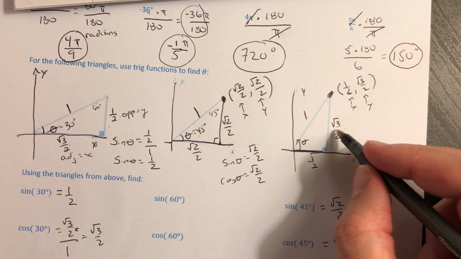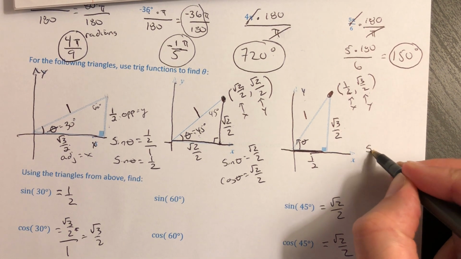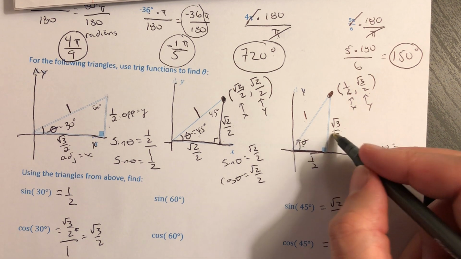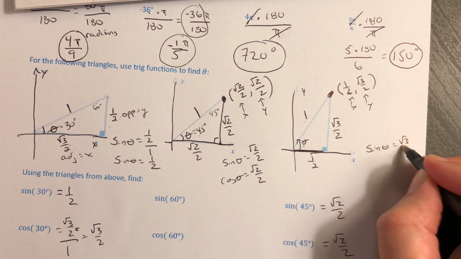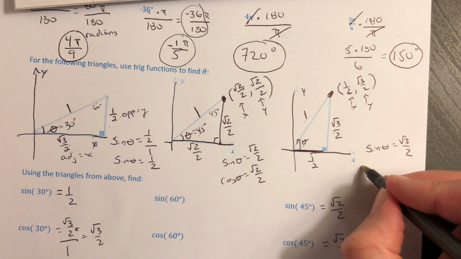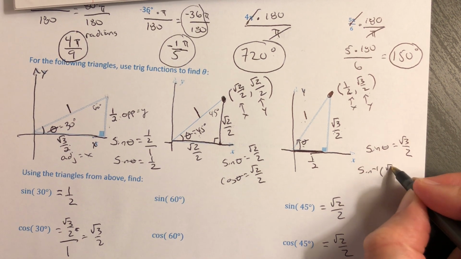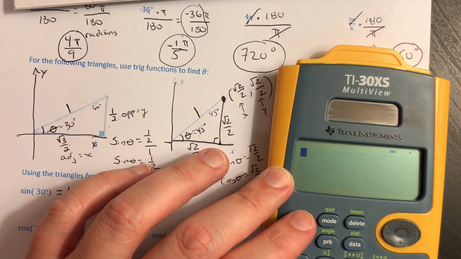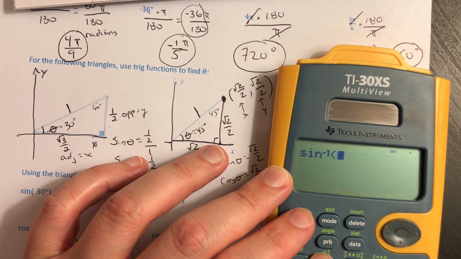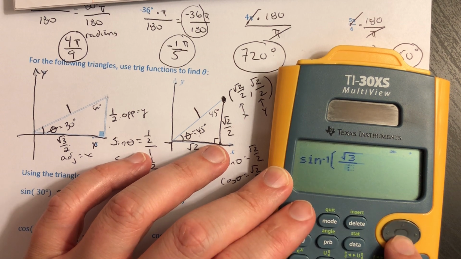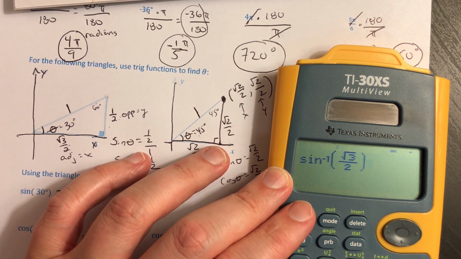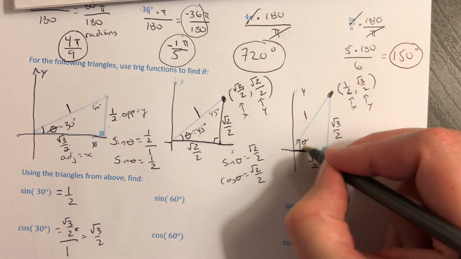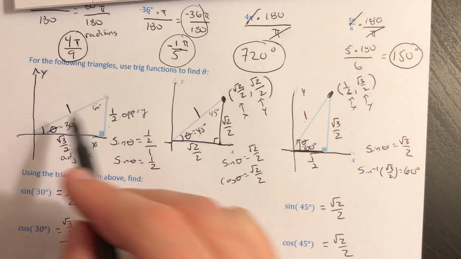Now, if I go to do sine of theta, we know it's opposite over hypotenuse, or y over r, so it's going to be root 3 over 2 here. Okay, well, if I sine inverse that, it should be no surprise that we're going to get an angle that we've already figured out. So if we sine inverse root 3 over 2, we get a 60-degree angle, which should make sense because it's the same triangle, just flipped on its side.